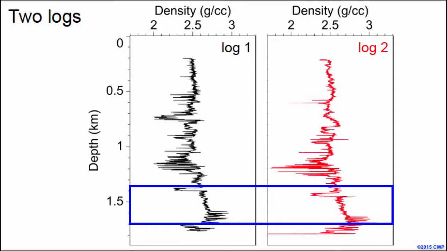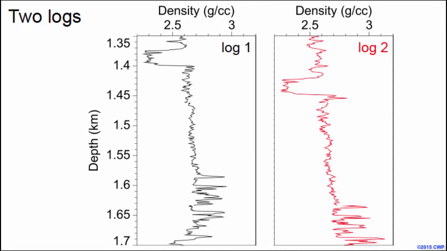Now, recall that I mentioned that we use pairwise correlation in order to simultaneously correlate many logs. So I'd first like to explain how we perform this pairwise correlation. And to do that, I'll use the 300-meter subsections of logs 1 and 2 within the blue rectangle.